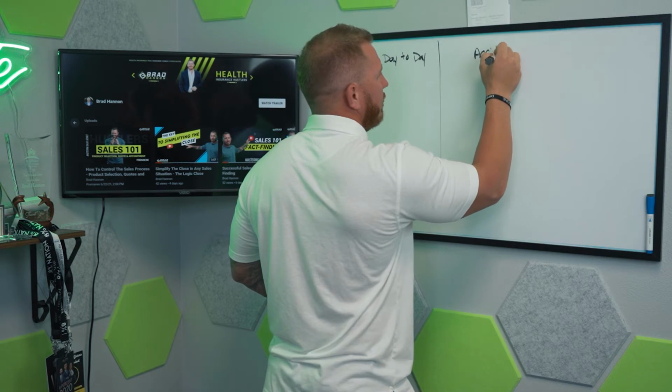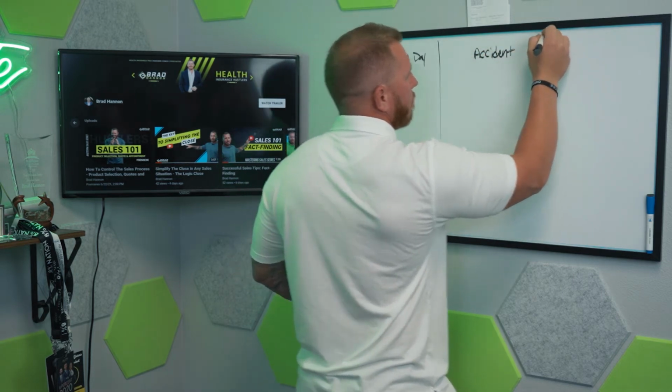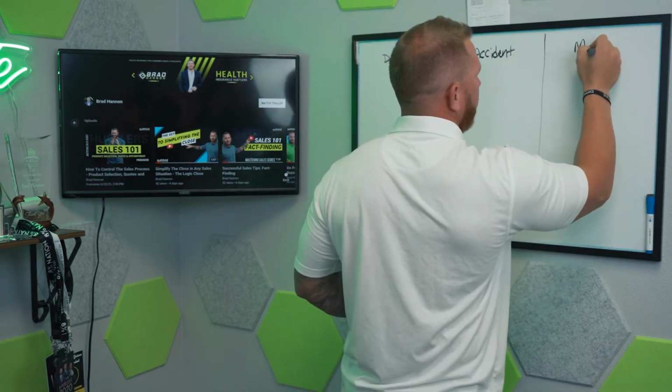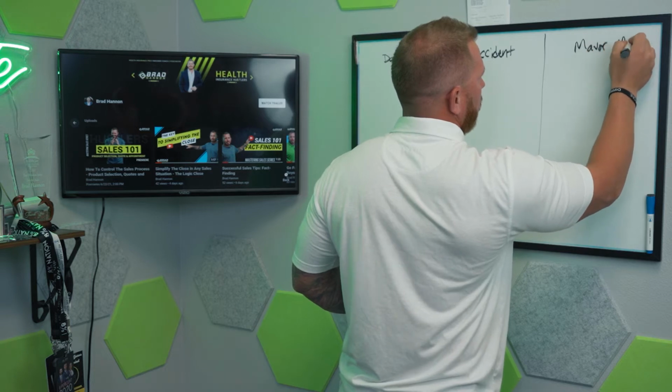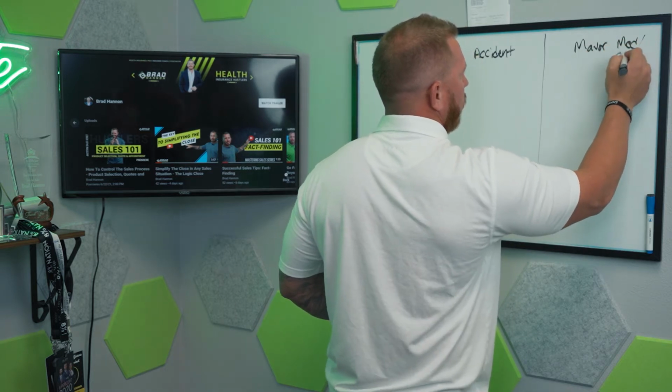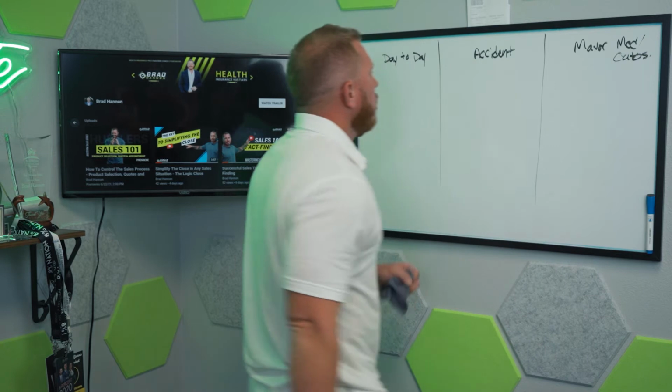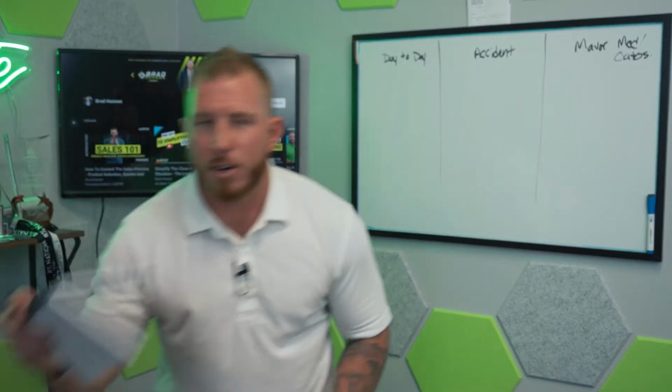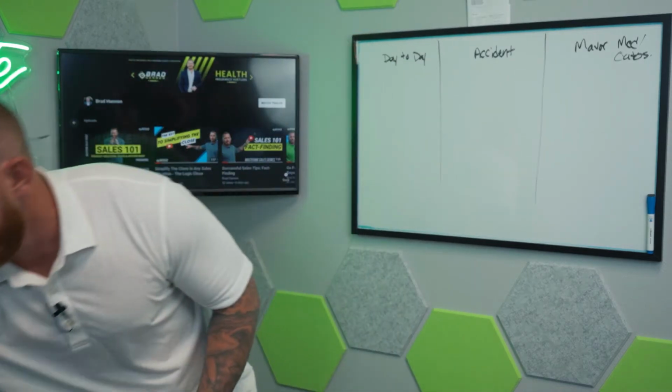So number two is accidents, and number three is major medical, catastrophic, worst case scenario. And I will write this. So if I have a notepad next to me, as I'm talking to the client, I'm actually writing this down. The first thing that we're going to cover is day to day, right? The second thing is accidents, and then I'm going to make notes of the things that I talked about, so I know that I didn't miss anything, right?